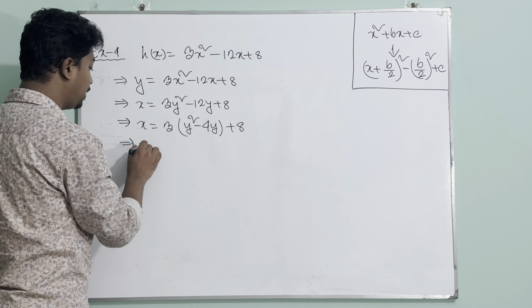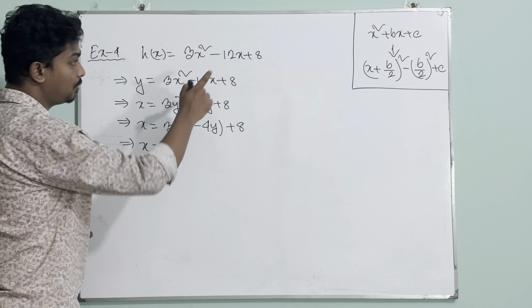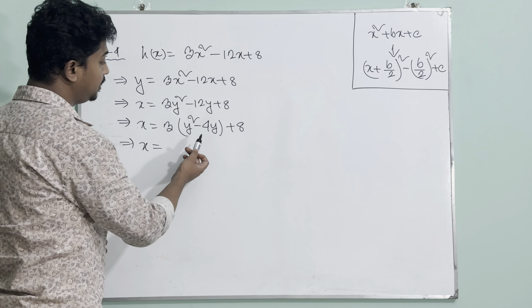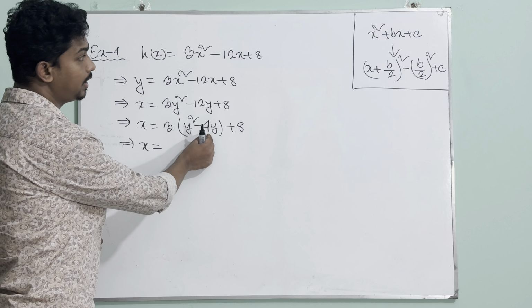Okay, now we are going to follow the same formula. If we have x squared plus bx plus c, we can write x plus b divided by 2 whole square minus b divided by 2 whole square. Okay, so first of all, what's your b? Your b is minus 4 here, right? Bx is minus 4. So let's follow the method.